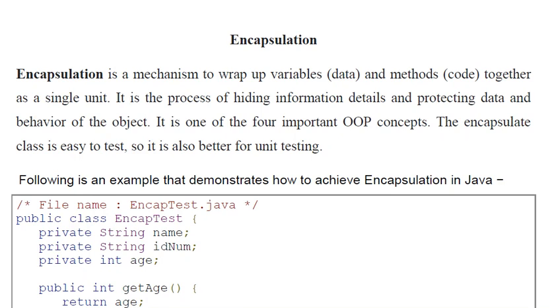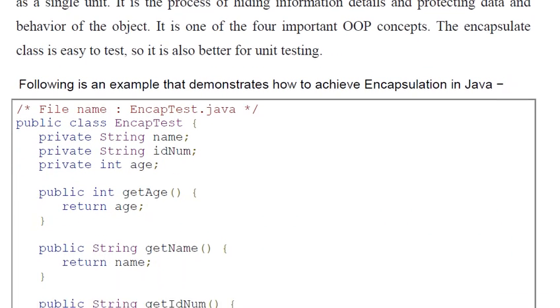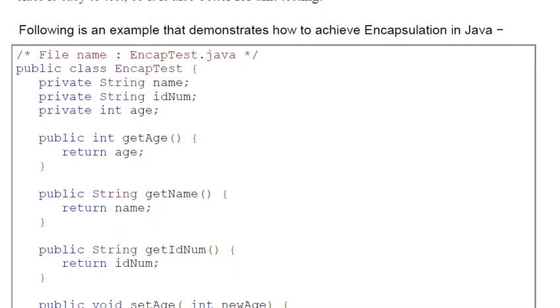I am providing some examples for encapsulation. This is the file name, EncapTest.java. I make this class a public type. What is public? We discussed earlier. It is an access modifier, or you can say access specifier. Both are the same, but access modifier is the better term.